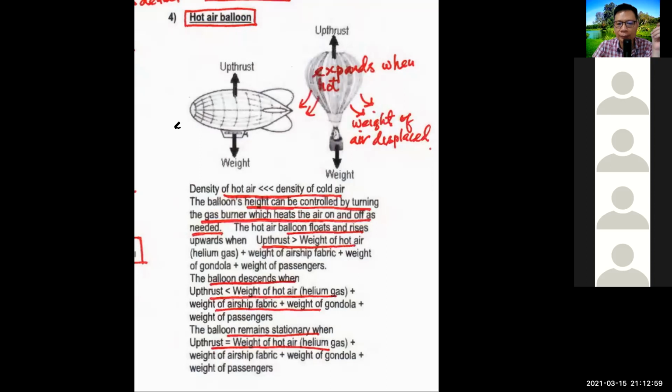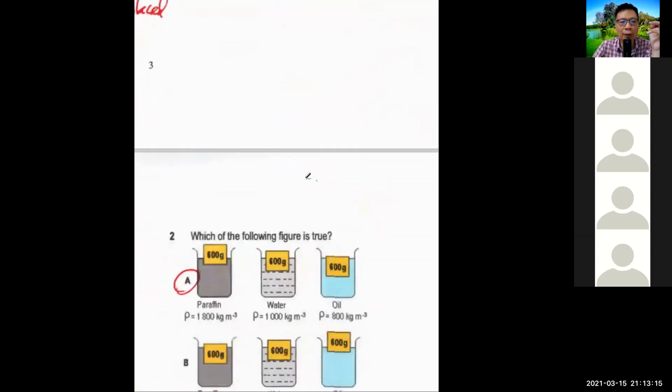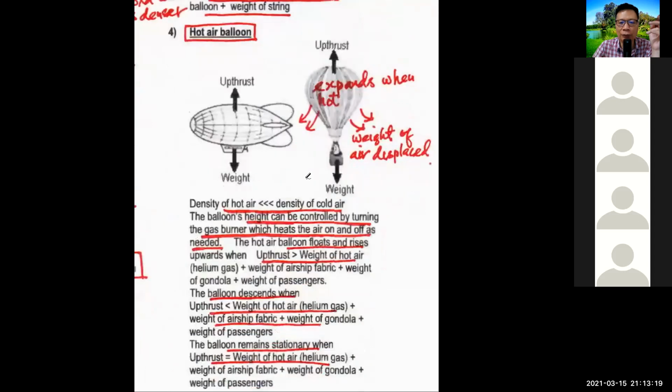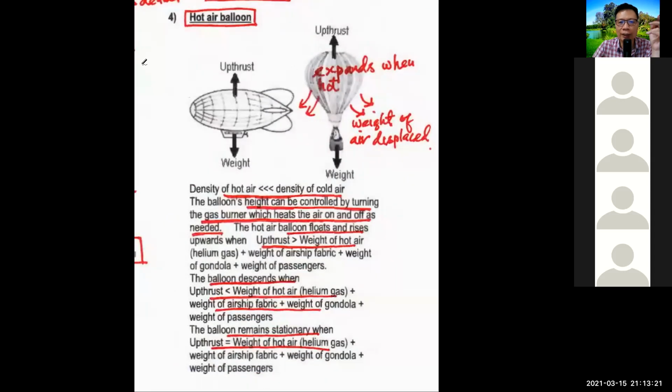Understand? Okay, 2 minutes for you to read everything and then I ask questions. Okay, all the applications: ship Plimsoll line, submarine, hydrogen-filled balloon, hot air balloon, and one more, the hydrometer. The hydrometer I will come to later. You read these 4 first.